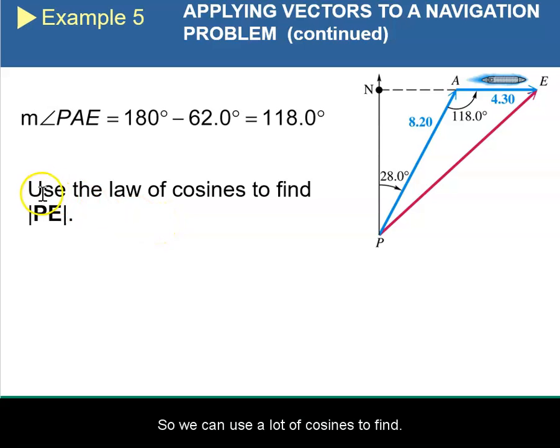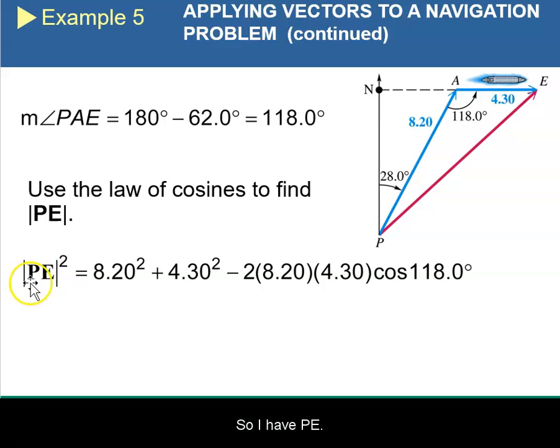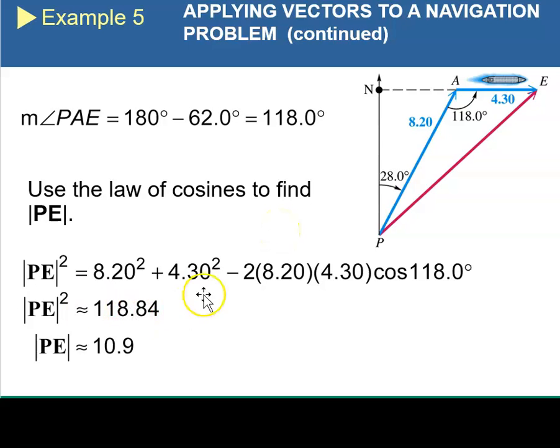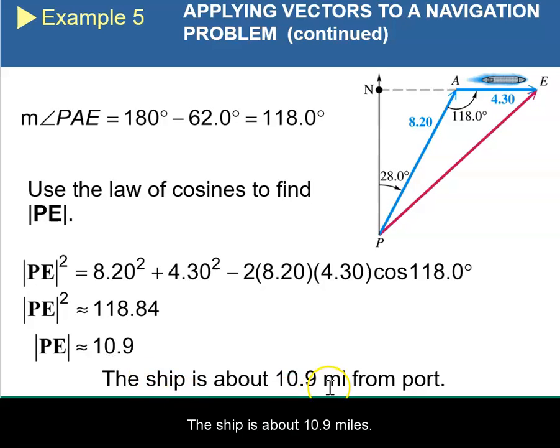Okay. So we're going to use the law of cosines to find the magnitude of PE, right? I need the magnitude of this vector. So PE squared is 8.2 squared plus 4.3 squared minus 8.2 times 4.3 times the cosine of this angle. Okay, and that gives me 118. Again, that's the squared value, so I need to take the square root, and that is 10.9. Okay, so the ship is about 10.9 miles from port.